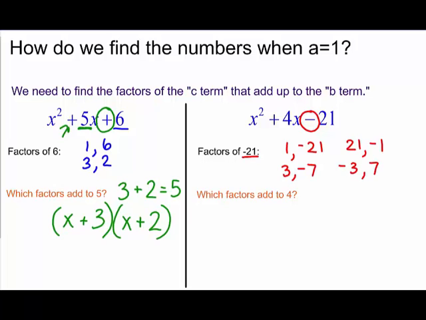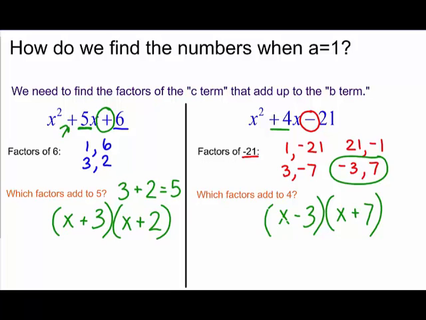I then need to figure out which of those factors would add up to give me 4. Well, 1 and negative 21 gives me negative 20. 21 and negative 1 gives me a positive 20. 3 and negative 7 gives me a negative 4. Notice I want a positive 4. And negative 3 and 7, that gives me that positive 4. So then I can write my factors as x minus 3 and x plus 7. And I've got my factored form.